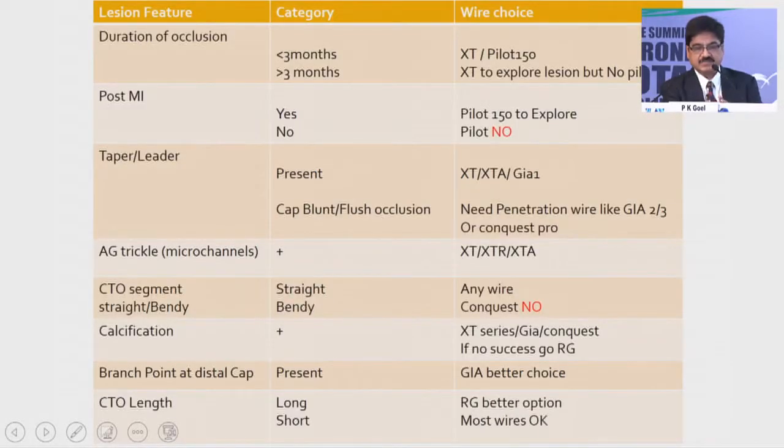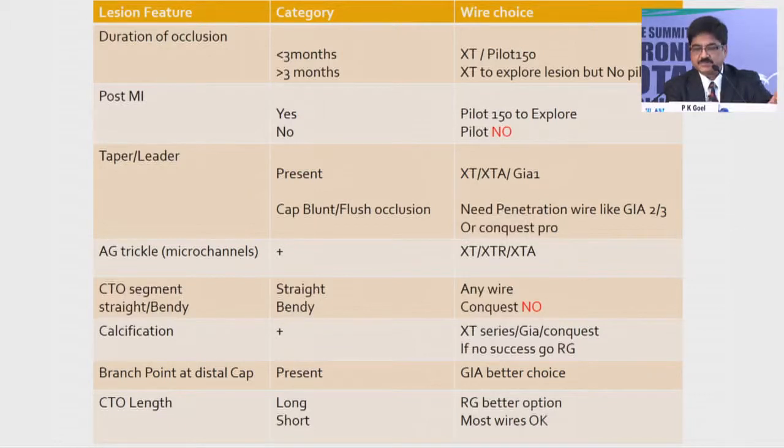So, this is a chart that I have made. It's difficult to go into the details of it. So, post-MI case, yes, pilot is a good choice, but if there is no MI, then I don't think pilot is. It's just by hydrophilicity and a little more penetration force that it tries to cross. If it is a regular CTO, it will be a bad choice.